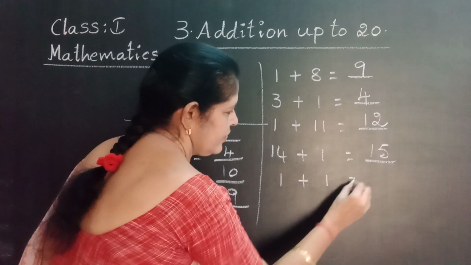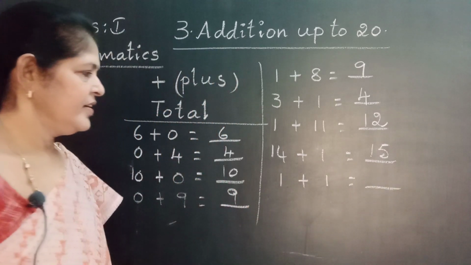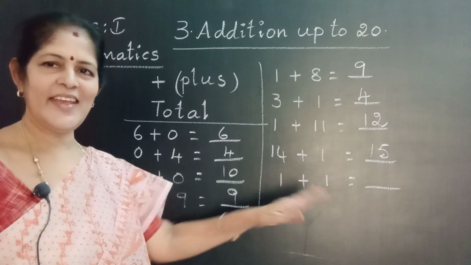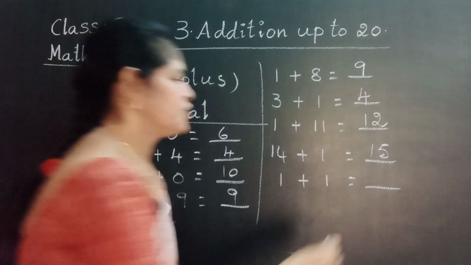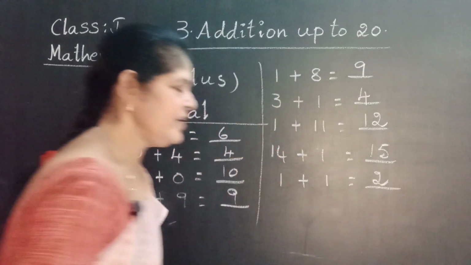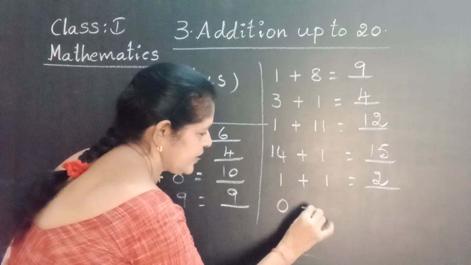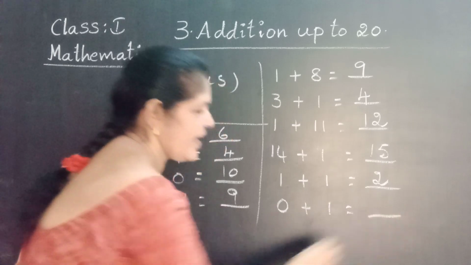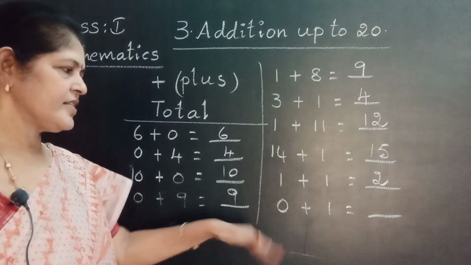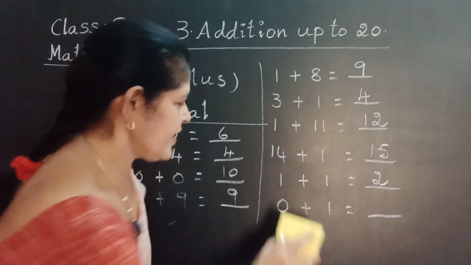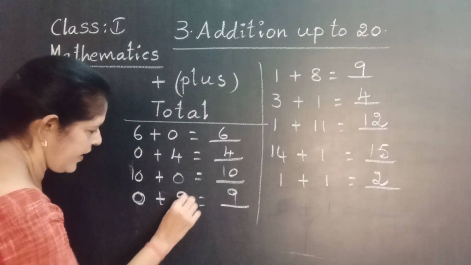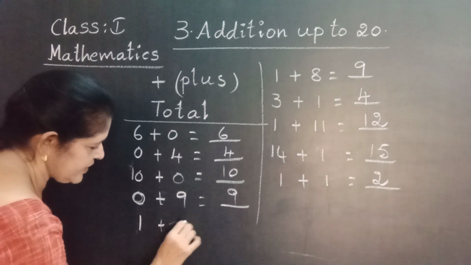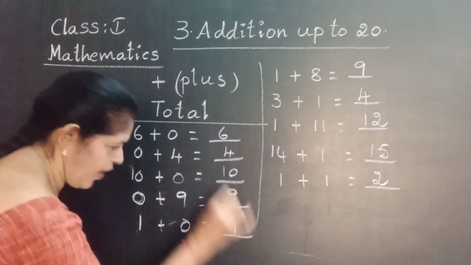1 plus 1. What is the answer? Yes, here we add 1 to 1. Then 1 plus 1, 2. Another one. 0 plus 1. What is the answer? 1 plus 0 or 0 plus 1. What is the answer? Come on, see. Here 1 plus 0. What is the answer? 1.